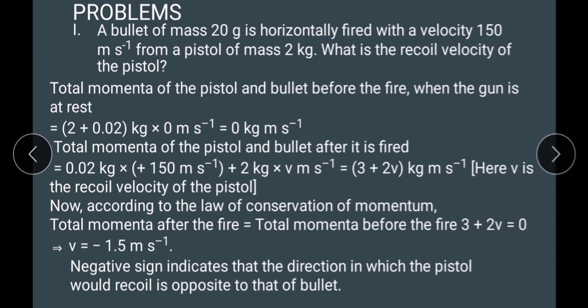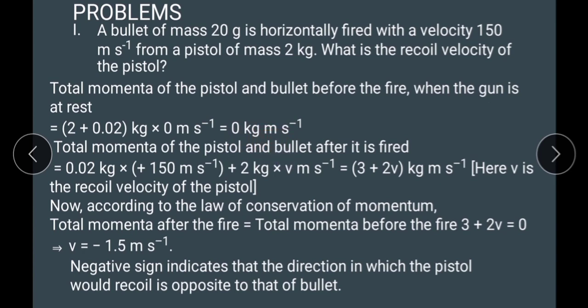There is a problem that states that a bullet of mass 20 gram is horizontally fired with a velocity of 150 meter per second from a pistol of mass 2 kg. What is the recoil velocity of the pistol? So 20 gram is 0.02 kg. Here we need the total momentum of the pistol and bullet before the fire, and the gun is at rest. So (2 plus 0.02), which is the mass of the pistol and the bullet, into 0 meter per second, because the gun is at rest. So it gives us 0 kg meter per second.